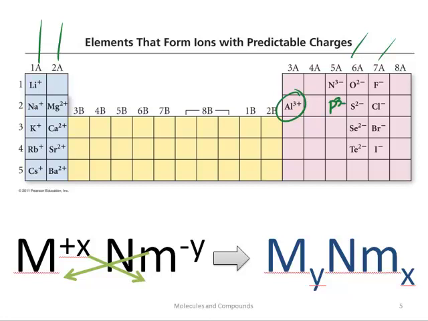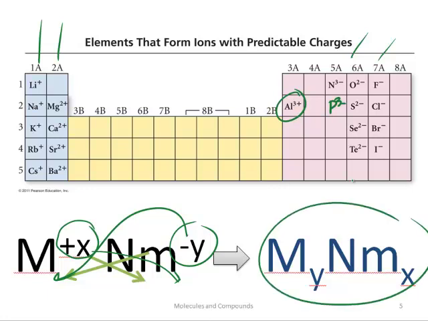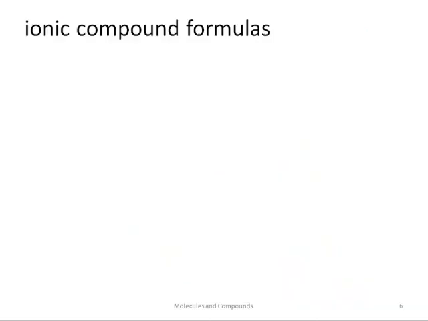Okay, so here we see that if we switch the charge of the cation, it becomes the subscript for the anion, and the same is true if we switch the anion charge. It becomes the subscript without the sign, of course. We will get the overall formula for an ionic compound if we remember to reduce the whole number ratio. Okay, so let's do a couple of examples.